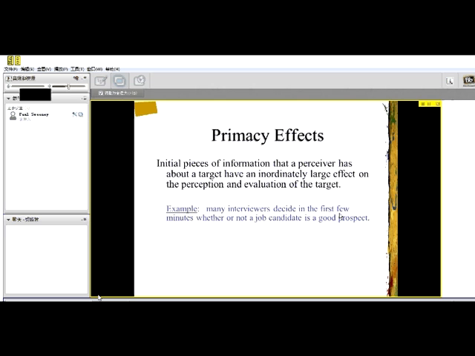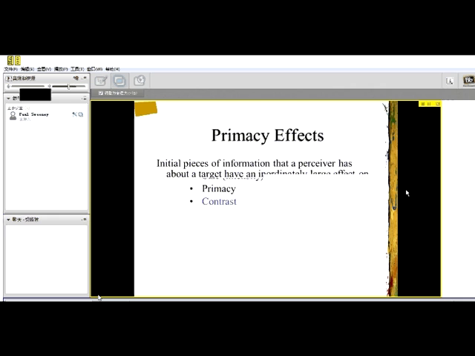An example I give you is what we know about interviews. I'm not going to bore you with the data and how we got it, but a lot of interviewers decide in the first 5 minutes whether or not a job candidate is a good prospect. And they make up their mind. The same is true for a lot of customers. Often they make their minds up about hotels, and they go to Dorothy Lane or some other market. They make up their mind very, very quickly what they think about it. So people jump to these conclusions, these primacy effects, and they're very difficult to override later.